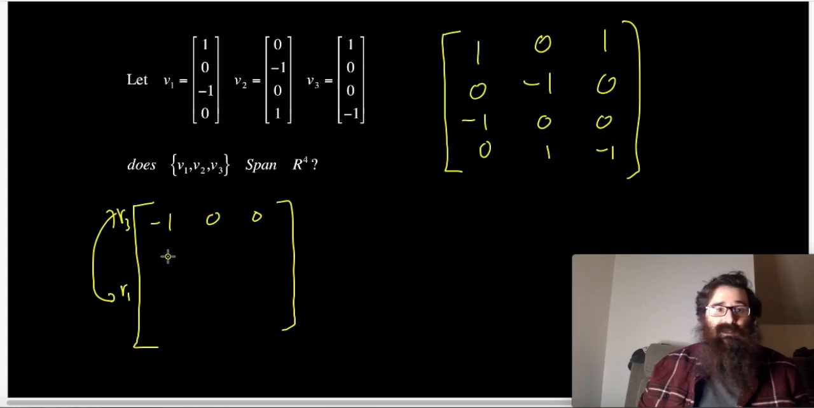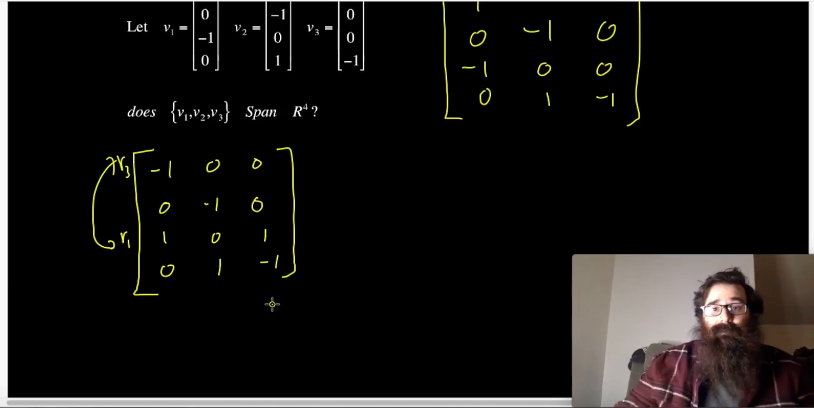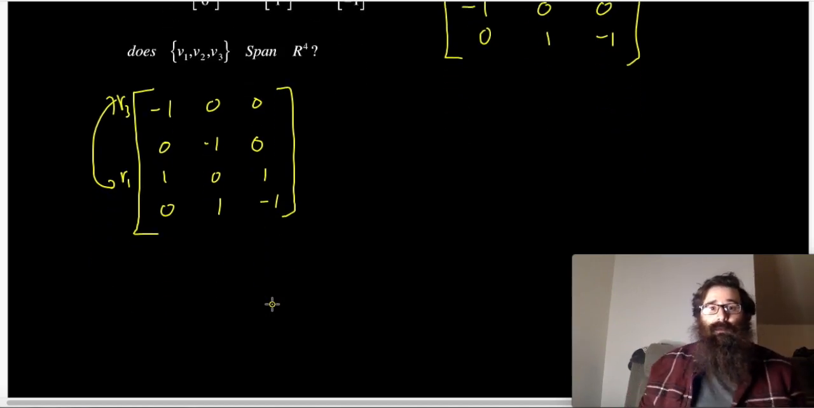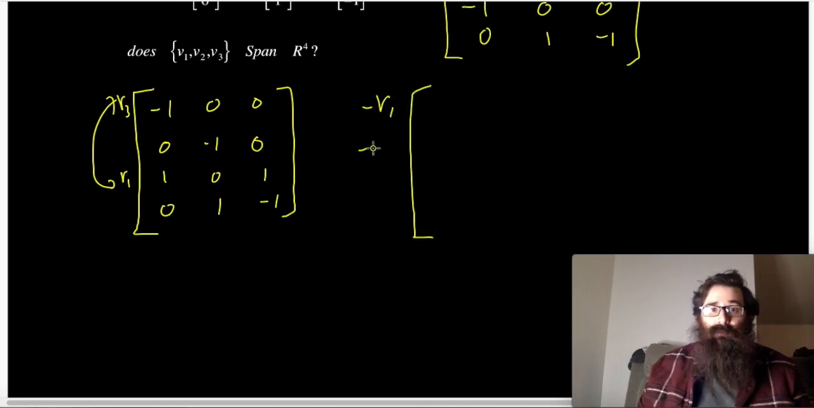Row 2, I'm not changing what that one is. Row 3 is going to be 1, 0, 1. And then row 4, I'm leaving that 1, 0, 1, negative 1. But now I'm going to do some scaling. So I'm going to flip the sign on row 1, my new row 1, so negative row 1. I'm going to flip the sign on row 2 as well, negative row 2.